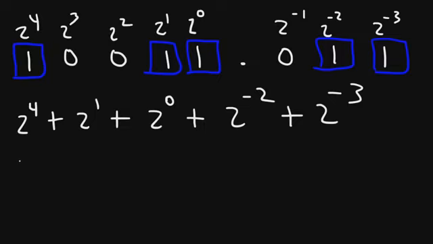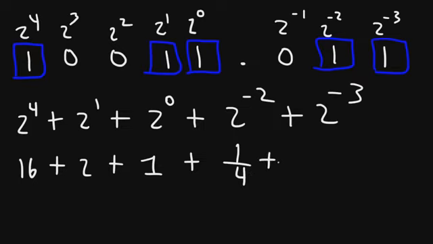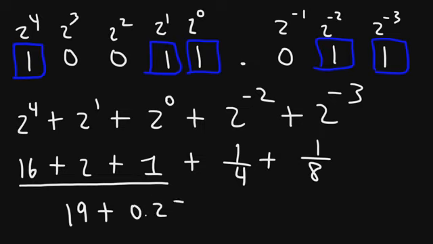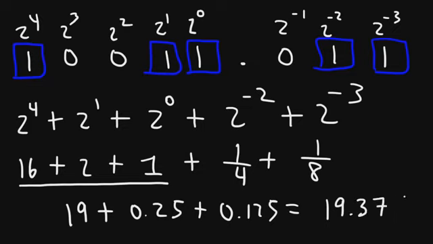2 to the fourth power is 16, and 2 to the first power is 2, 2 to the 0 power is 1, and then 2 to the negative 2. If 2 squared is 4, 2 to the negative 2 is 1 over 4. And if 2 to the third power is 8, 2 to the negative third power is 1 over 8. So we have 16 plus 2 plus 1, so that's 19. And then 1/4 is 0.25. And 1 over 8, we said that was 0.125. So adding these three numbers is going to give us the final value of 19.375.